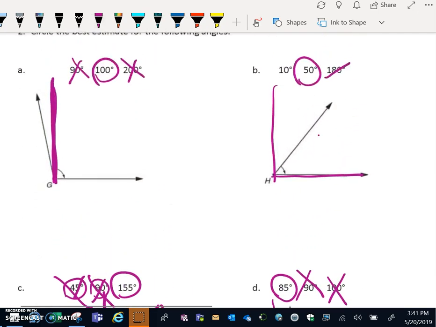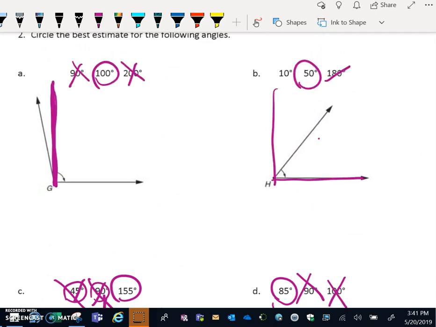I want you to try doing the exit ticket on your own. If you finish, you can do fact fluency.